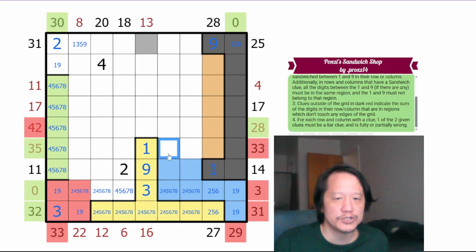Blue's touching an edge. 1, 2, 3, 4, 5, 6, 7. It cannot be 8 and 9. So this is touching an edge. This is touching an edge. So that means these must all be red.